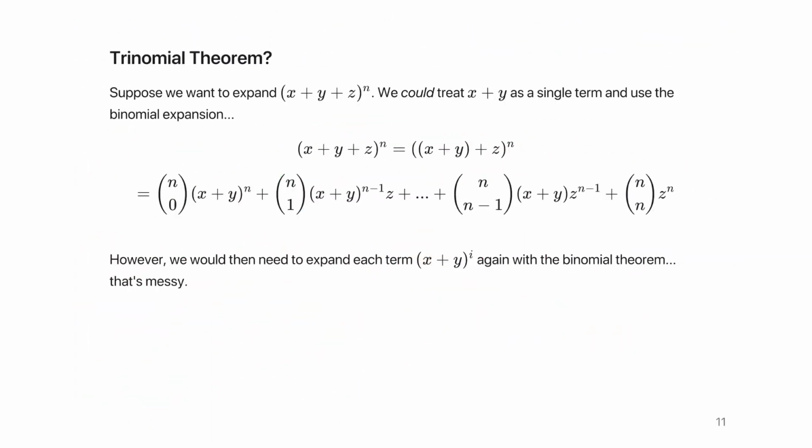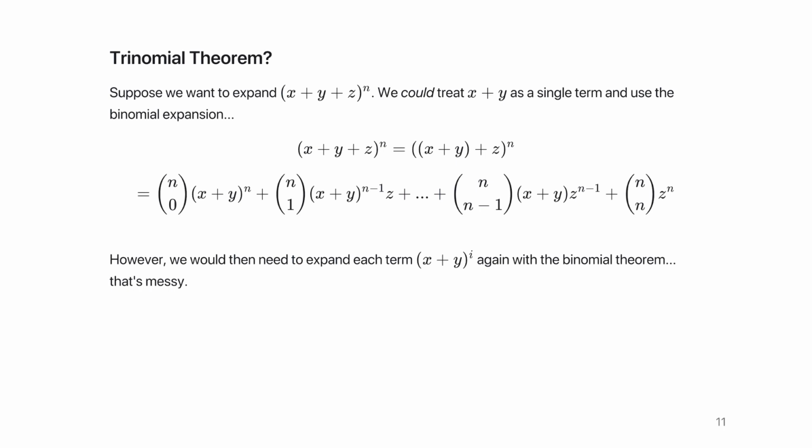Okay, so why stop at the binomial theorem? What about the trinomial theorem? Okay, so what if we wanted to expand something of the form x plus y plus z to the exponent n? So the first thing we could do, since addition is associative, is just treat x plus y as a single term and use the binomial expansion. Sounds good, right? So I can just group the brackets like this, and write out the binomial expansion.